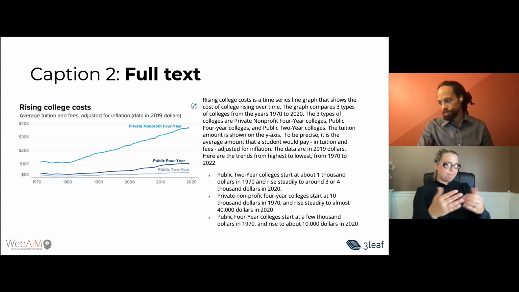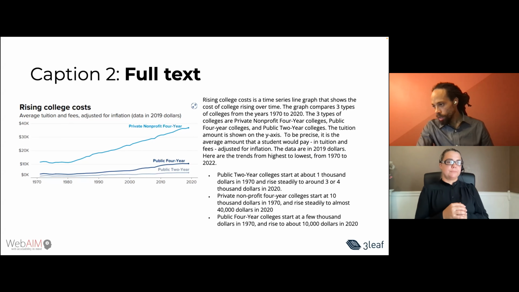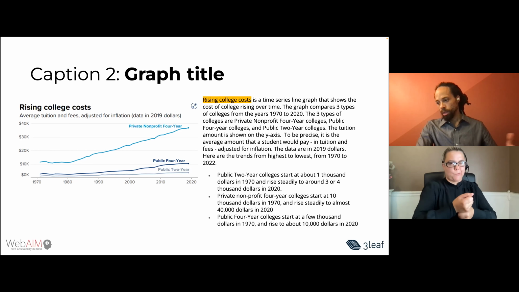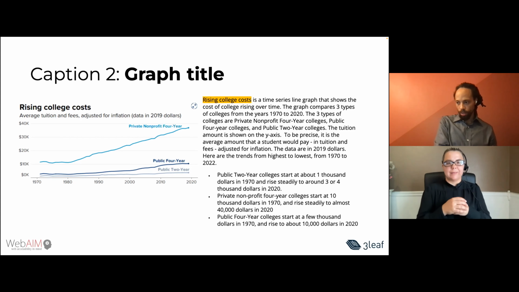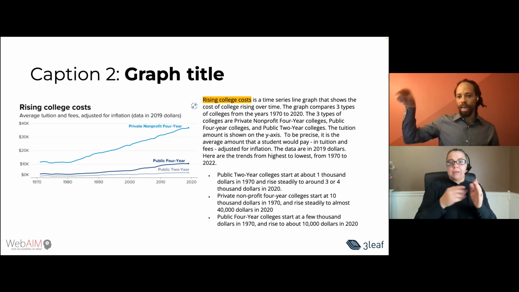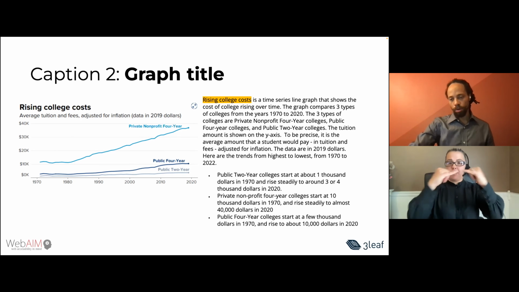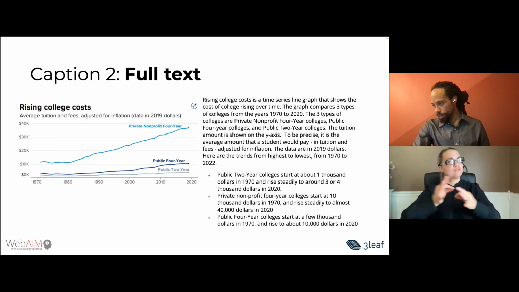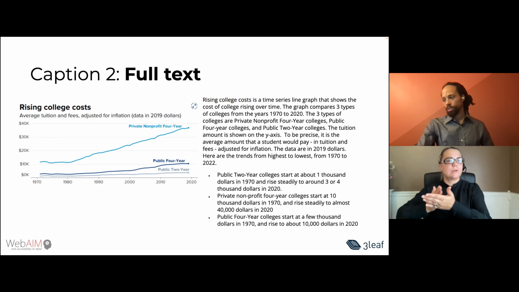Let's do another example. The full text is long, so I'm just going to go through the parts. For everyone, I'm showing a line graph, and a lot of this is going to be described as I go through these parts. You know what, I'm going to go ahead and read this and then go through the parts.